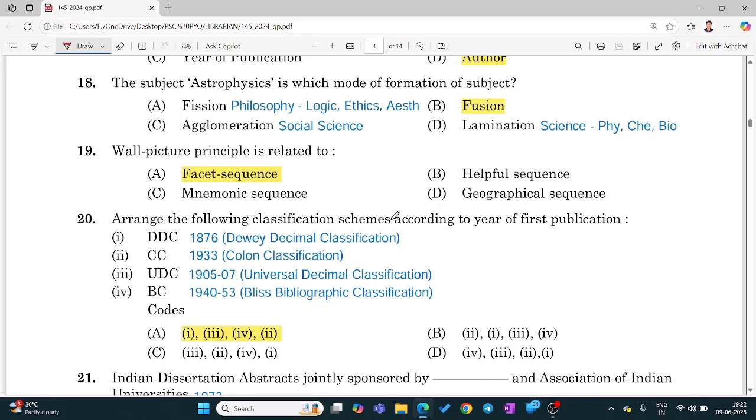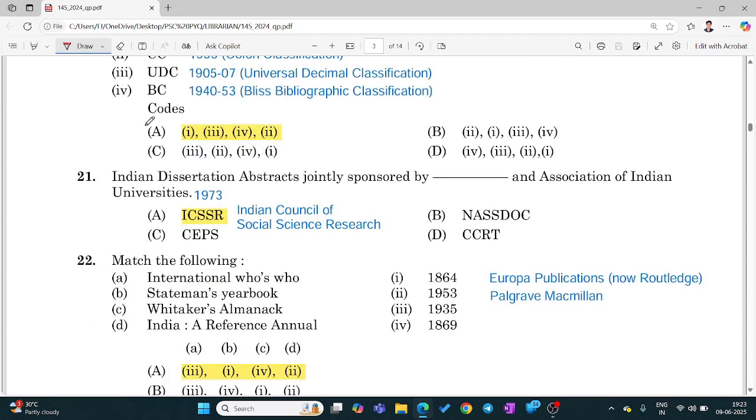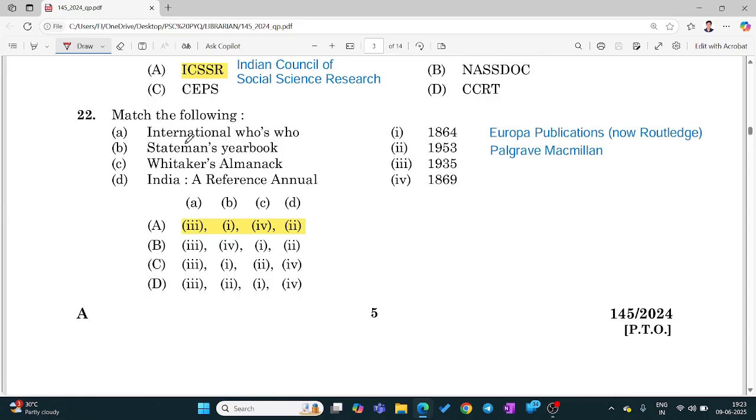Arrange the following classification schemes according to year of first publication. DDC ആണ് first publish ചെയ്തിരിക്കുന്നത്. So option A ആണ് answer. Indian Dissertation Abstracts is jointly sponsored by Indian Council of Social Science Research and Association of Indian Universities. Option A ആണ് answer. Match the following. ഇതിൽ option A ആണ് answer.